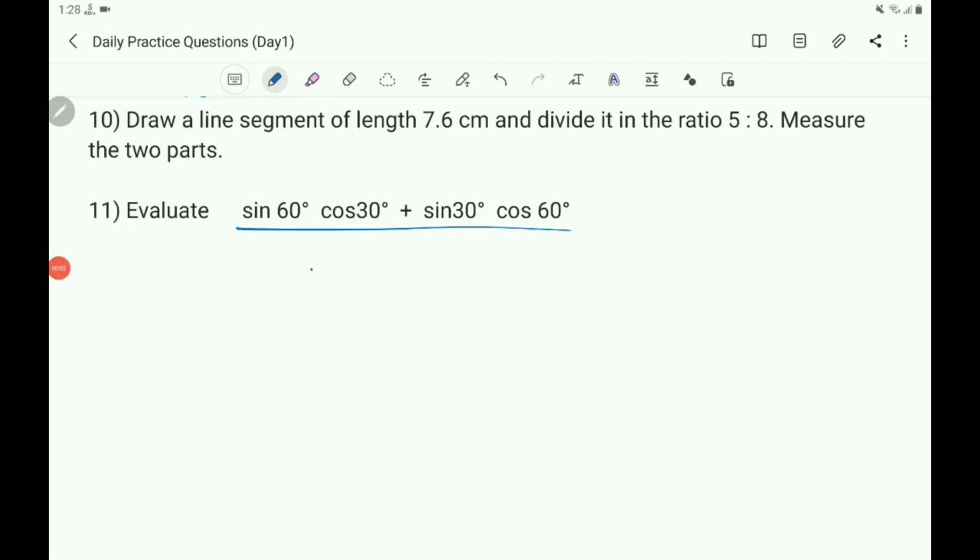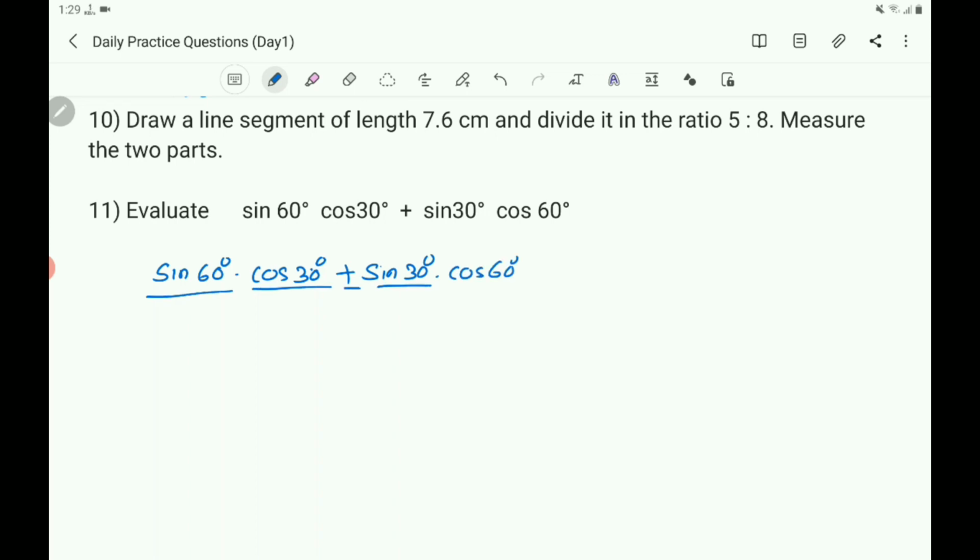So you write sin 60 degree cos 30 degree plus sin 30 degree into cos 60 degree. And you substitute the values of all these. What is the value of sin 60 degree? Sin 60 degree is root 3 by 2. And what is the value of cos 30 degree? That is also root 3 by 2.